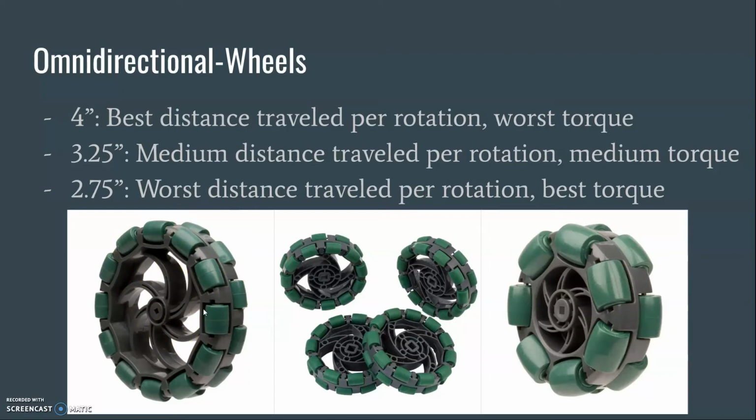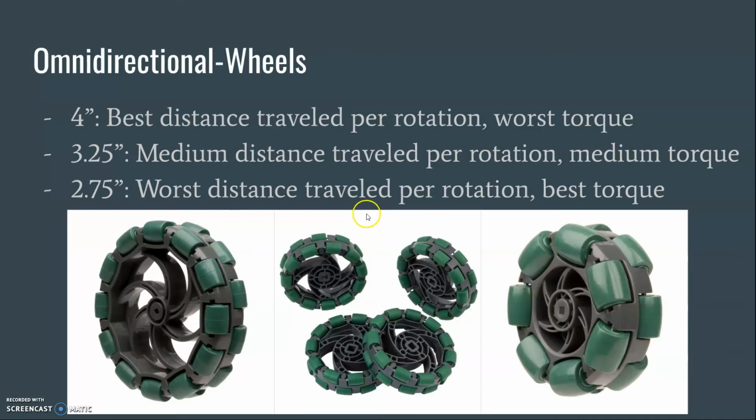As you can visualize, one rotation of the 4-inch omnidirectional wheel will travel further than one rotation of the other two. However, this one would be the most susceptible to defense and worst at pushing things, assuming that they are all using the same ratio, due to the inverse relationship between torque and speed.